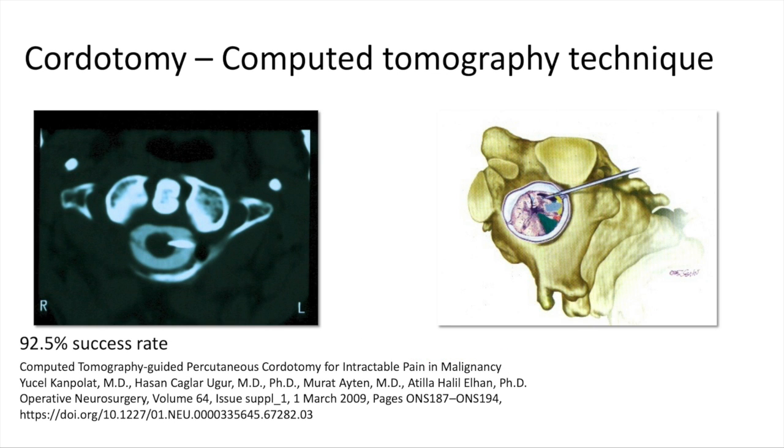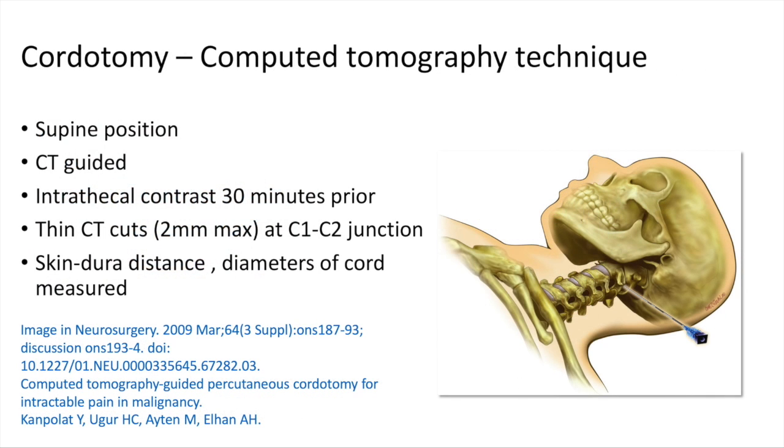The introduction of computed tomography, CT guidance, for percutaneous cordotomy by Kanpolat in the late 1980s was considered a major contribution to the field of pain surgery. However, use of intrathecal opioids was also introduced at around the same time and gained widespread popularity. Kanpolat's use of CT guidance for percutaneous cordotomy made the procedure more accurate and safer for the patient.